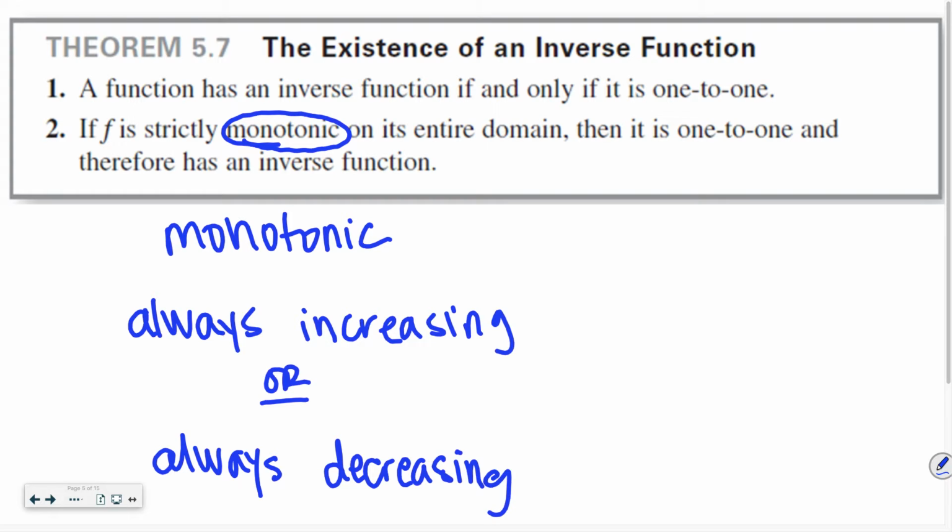All right, this is what monotonic means in terms of a function. If a function is monotonic, it is either always increasing or it is always decreasing. Kind of close.